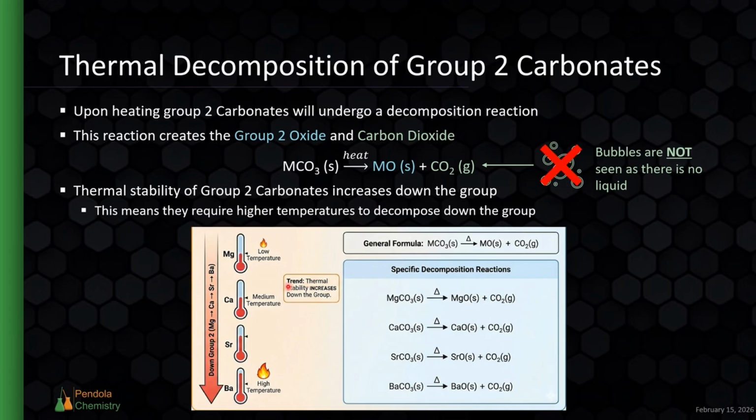Now, thermal stability increases down the group. This is why things like calcium carbonate, or what we normally call limestone, doesn't just start breaking apart the minute that it's exposed to any kind of heat. So for group 2 carbonates, when they decompose when exposed to heat, they turn to the metal oxide and carbon dioxide. There is no bubbling because there is no water or aqueous solutions. And the thermal stability of the group 2 carbonates is going to increase down the group, meaning that they will need higher and higher temperatures in order to break apart or to start decomposing.